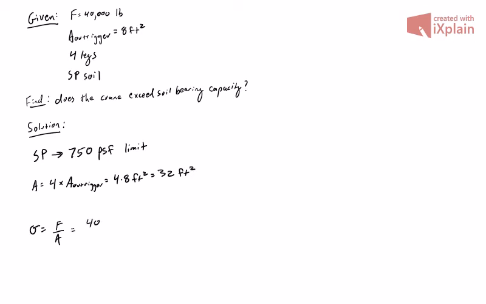So at that point, we can say that we have a 40,000 pound crane sitting on 32 square feet, which would give us a soil stress of 1,250 PSF. That is greater than 750, therefore we exceed the soil capacity.